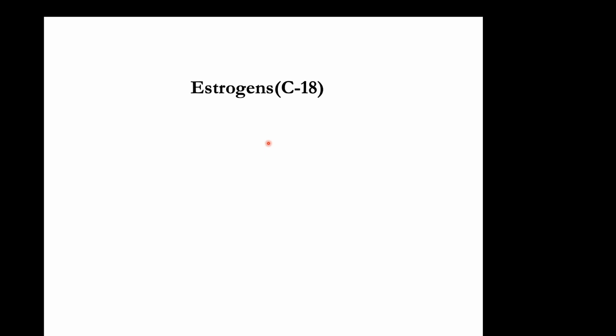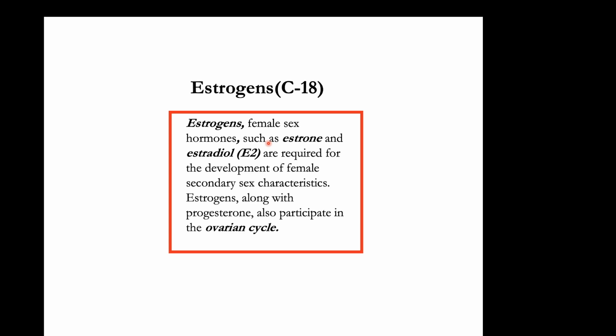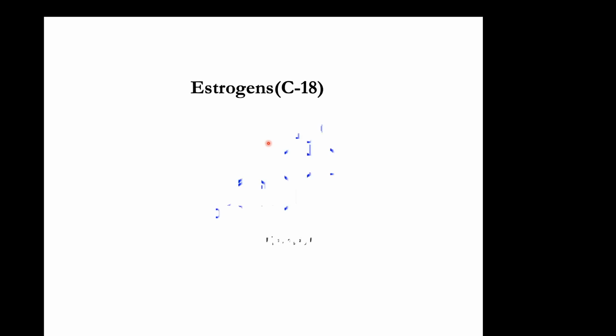Now we are coming to the sex hormones. Estrogen is mainly the female sex hormone. There are two major types of estrogens in a female body, and also in males, because it is responsible for the fusion of the epiphysis: estrone and estradiol. These hormones are required for the development of secondary sexual characters among females. Estrone along with progesterone also participates in the ovarian cycle. This is the structure of estrogens.